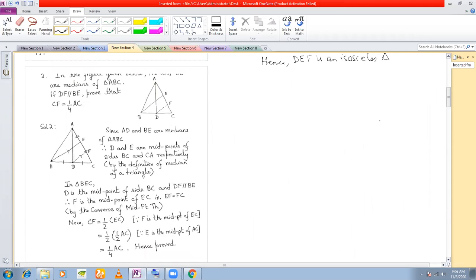Let us look at the next one. In the figure given below, D and E are medians. Okay. What do you mean by median of a triangle? Have I discussed median with you? I think I remember discussing medians. Can you tell me what is the median of a triangle? Can anyone tell me what do you mean by median of a triangle?